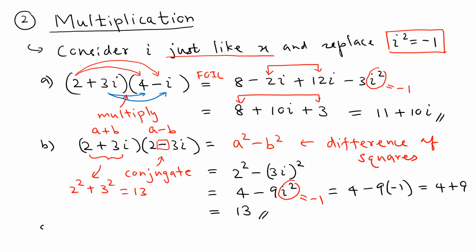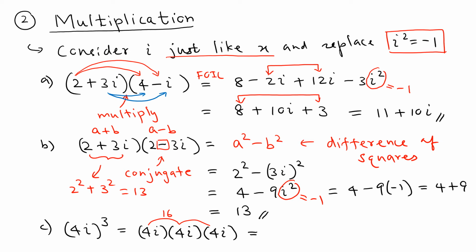So let's look at another example. How about we have 4i cubed? What does 4i cubed mean? 4i cubed means you're going to multiply 4i three times. So 4i and then 4i and then 4i. So how do we simplify? When you simplify, you first multiply the numbers. So you first get 16, and multiplied by 4 again, you get 64. So as numbers, you get 64. And then we multiply the i's. So i times i means i squared. When you multiply by i again, you get i cubed. So you get i cubed.